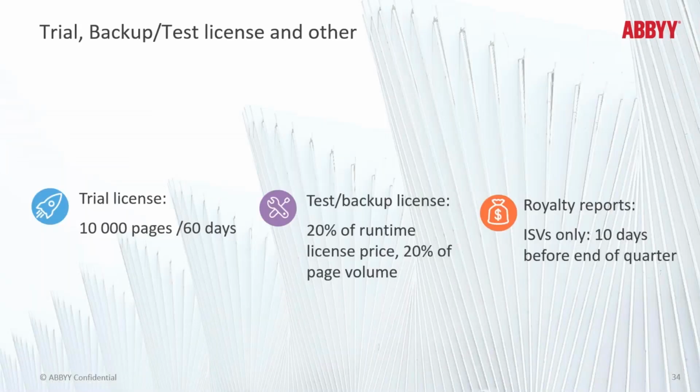Trials are the license, so you have a trial license, or you want to have a backup or test license. Trial license for our SDK products is standard. It's 10,000 pages and it expires after 60 days. A test backup license can be sold at 20% of the runtime license price, and you get 20% of the page volume. Royalty reports, ISV only. Available. You've got to get that to us 10 days before the end of a quarter.